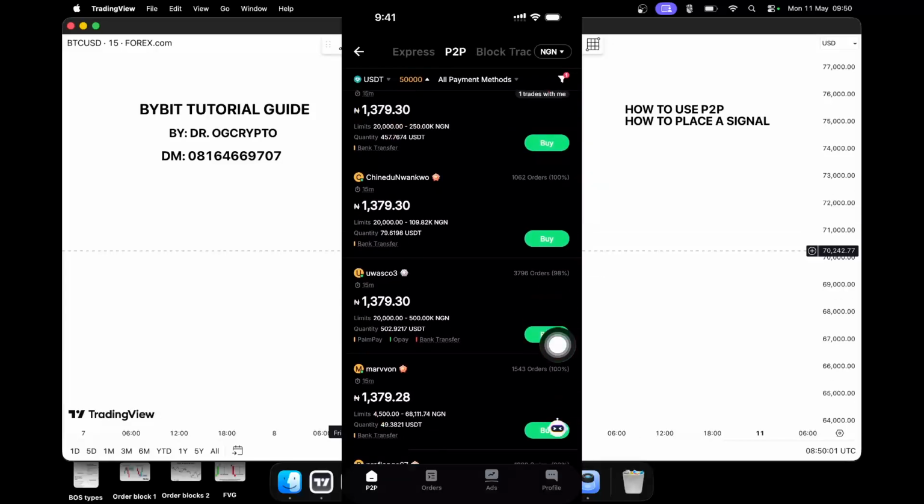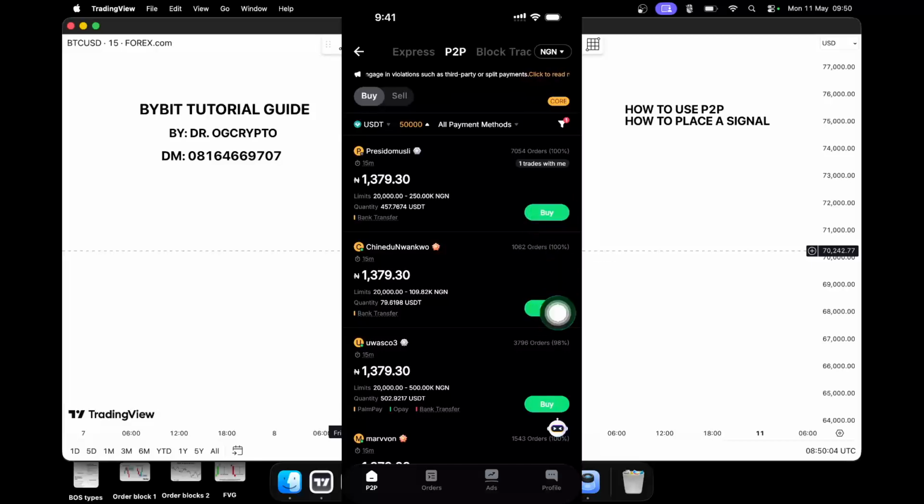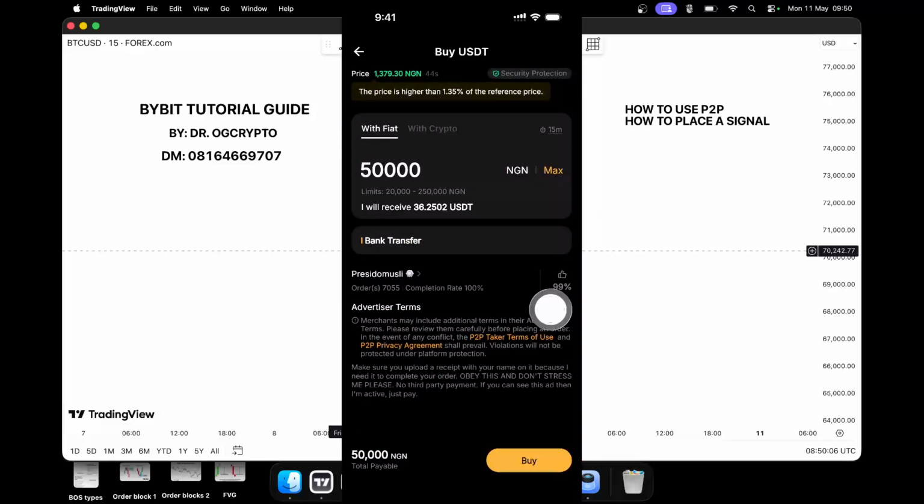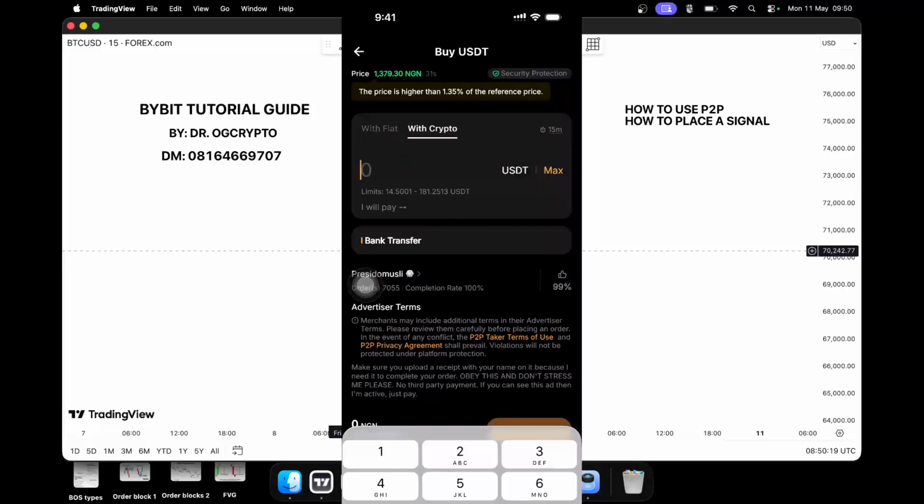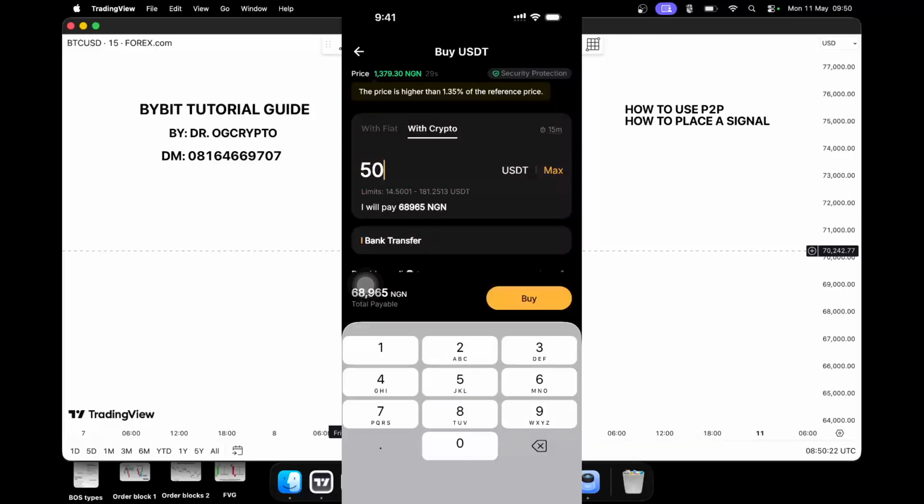So let's say I want to buy from this person now. You click on buy. Once you click on buy, you input the amount of money that you want to buy. Okay, I want to buy 50,000 naira worth, or I want to buy 100,000 naira worth, and so on. Or if it is a particular amount of crypto you want to buy, let's say 50 USDT, they will tell you that for this 50 USDT you are paying 68,965 naira. But if I want to buy just 50,000 naira worth of USDT, it means the person is going to give me 36 USDT.